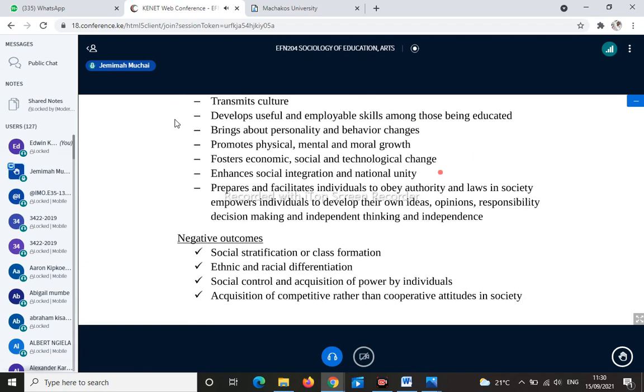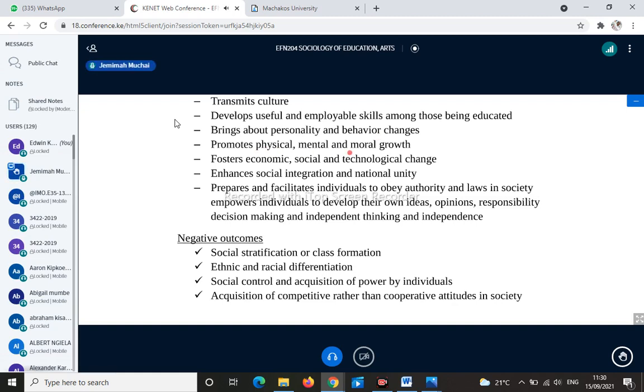We have already mentioned that. Useful and employable skills. So you are learning the skill of being a teacher so that you can be employed after this course. Brings about personality and behavior change. Is your personality and behavior the same as when you entered class one? Or as you have been educated from primary, secondary, now university, have you changed your personality? Have you changed your behavior?